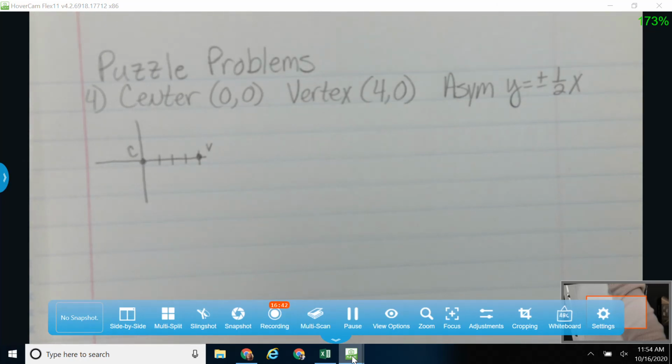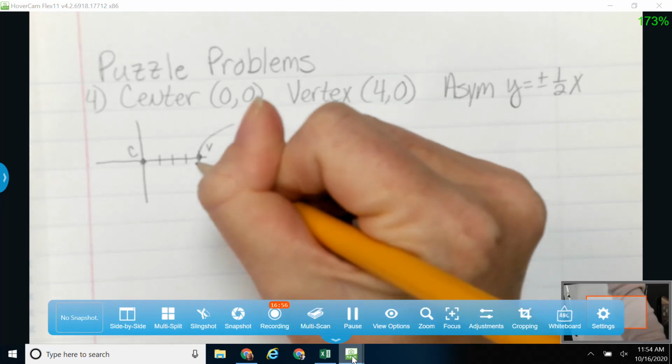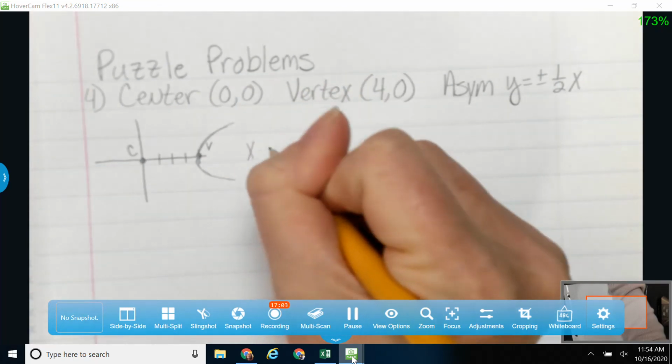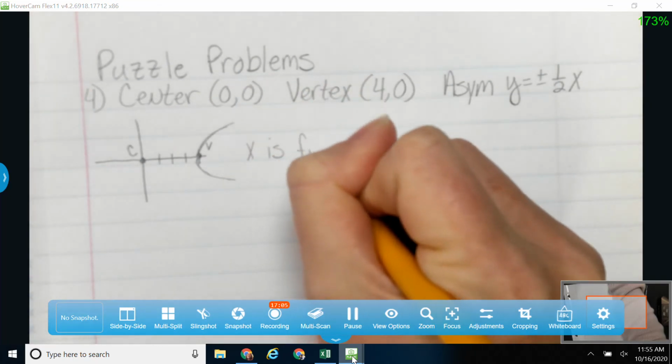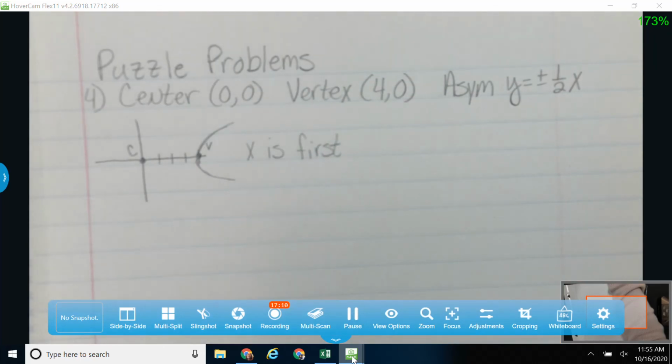That just gave me 3 pieces of information. The first one is because I went from my center over to my vertex to the right, I know my hyperbola are going right and left. What that tells me is that x is going to be first. So when I go to write my equation in just a minute, I know that x is first because my hyperbola are going right and left.